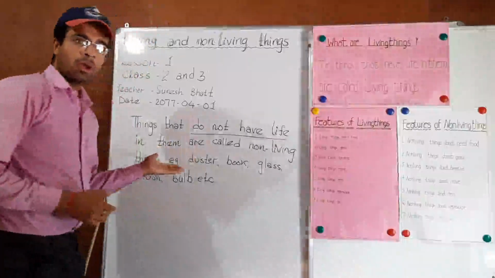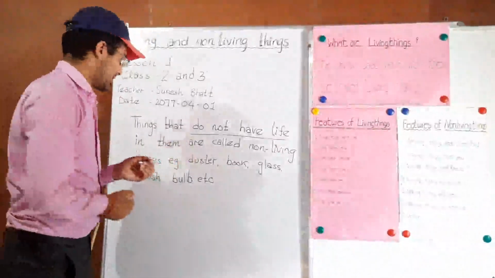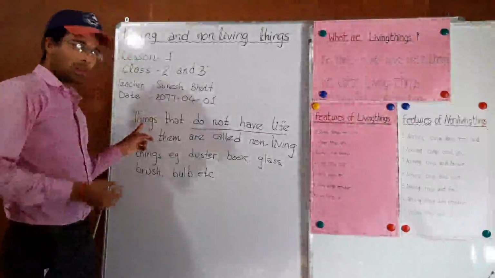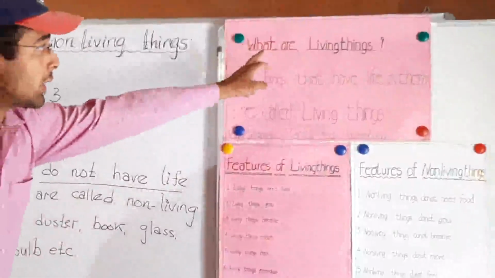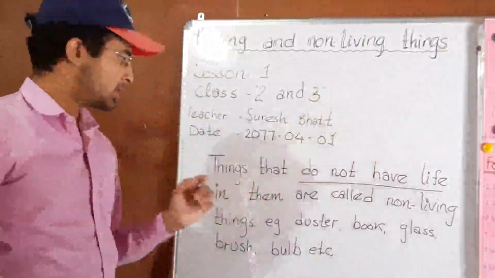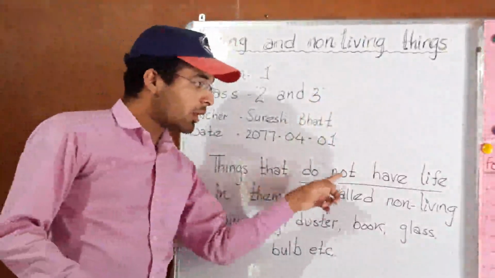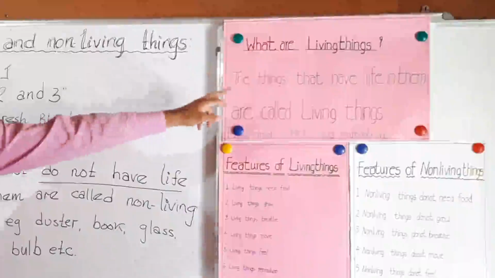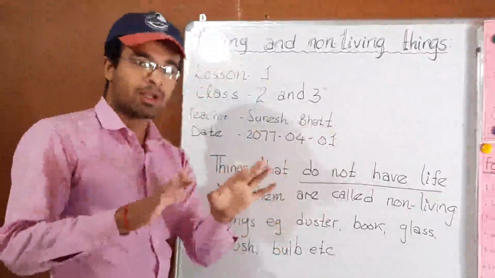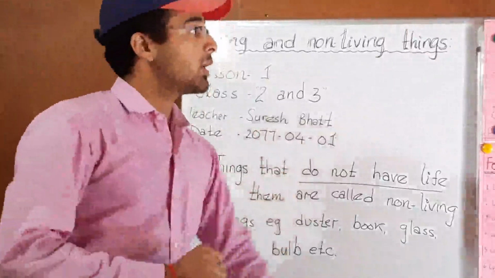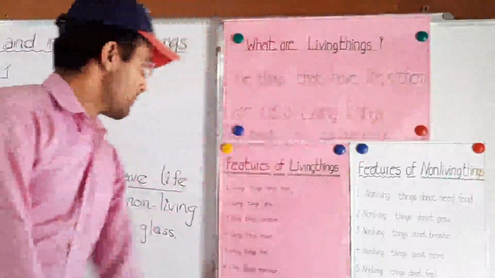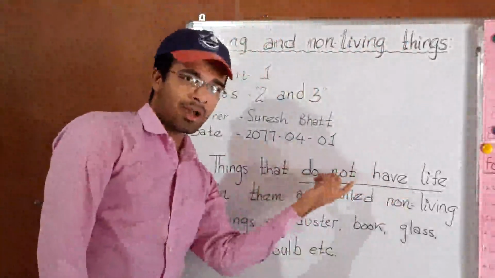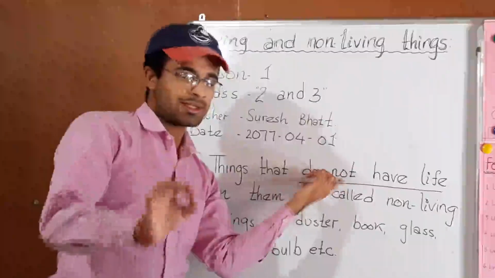Now we move on to the definition of non-living things. Here on the board, I write the definition of non-living things. The definition of non-living things has the same question: what are non-living things? The answer is: things that do not have life in them are called non-living things. The definitions of living and non-living things are the same, but there is a slight difference. The difference is that for living things it says "have life in them", and in the case of non-living things it says "do not have life". I underline it. Did you get it? Yes. A slight difference.